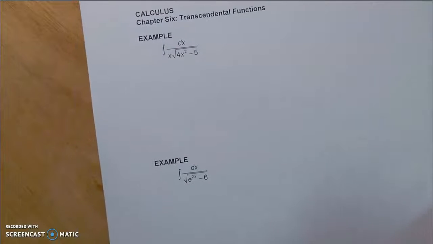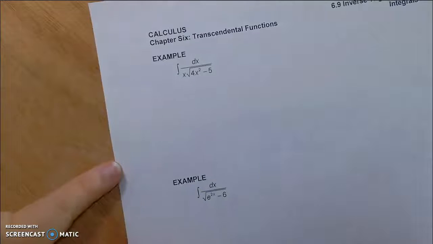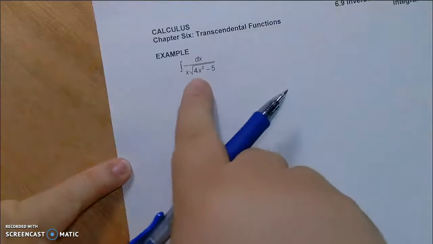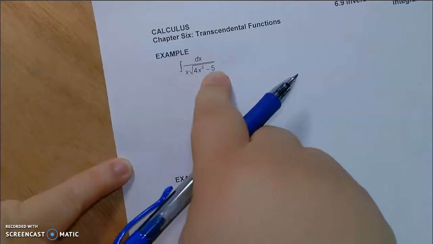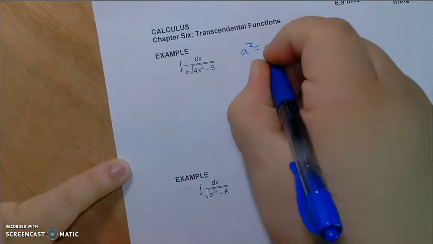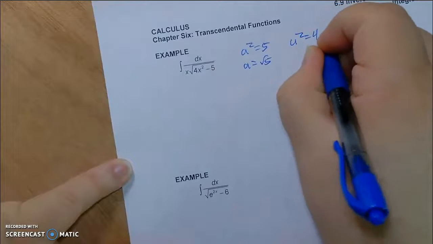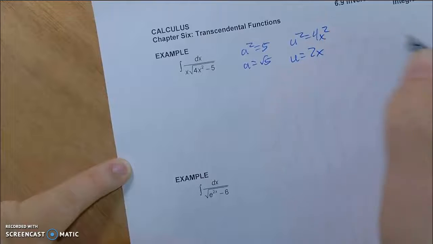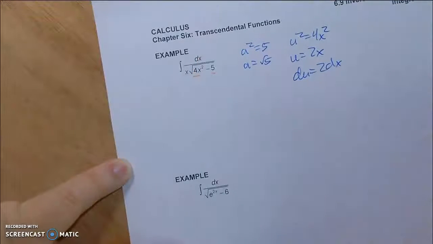Okay, so let's see what inverse secant looks like. So we look at this right here. We have something on the outside, an expression squared here, and a constant squared here. So a squared is going to be 5. A is root 5. No big deal. U squared is 4x squared, so u is 2x. du is 2 dx.